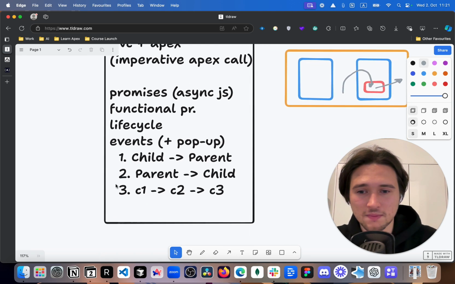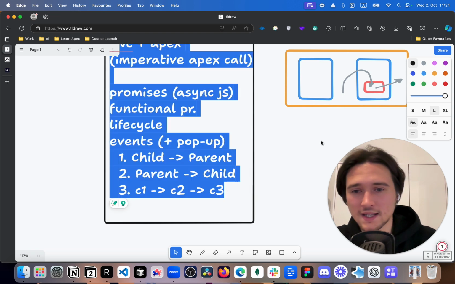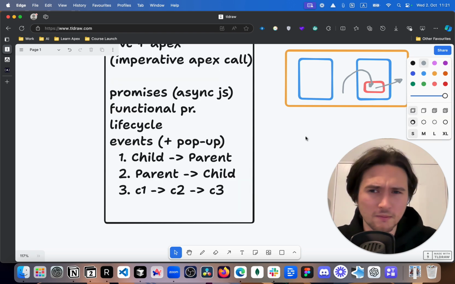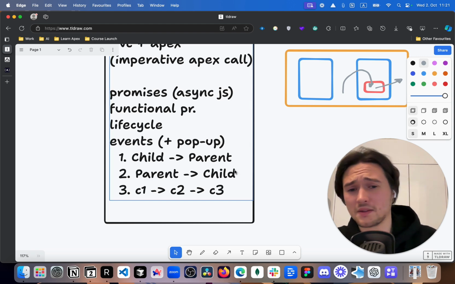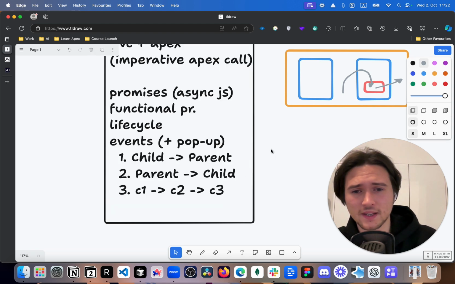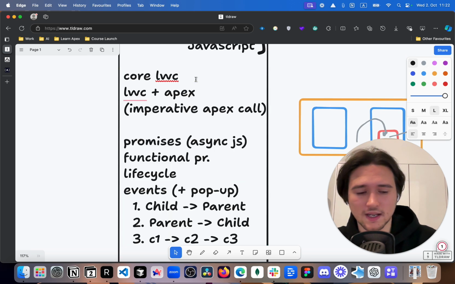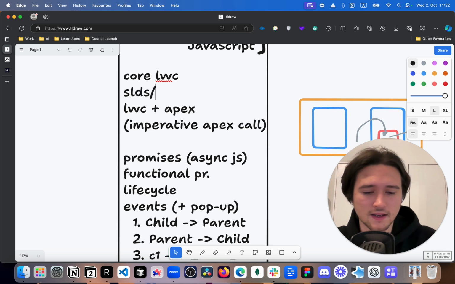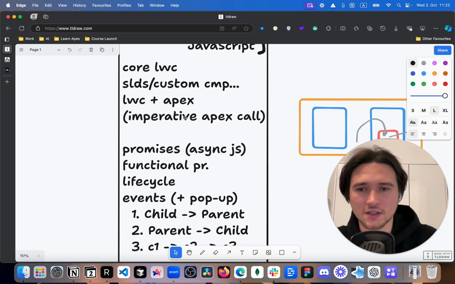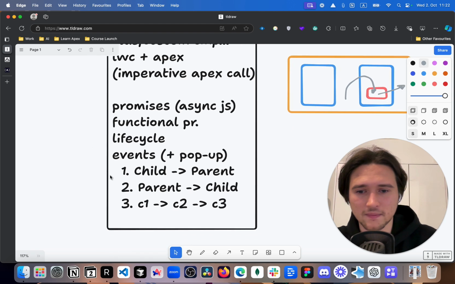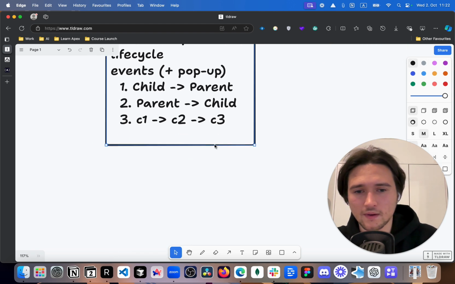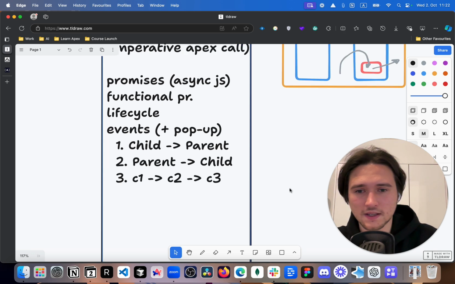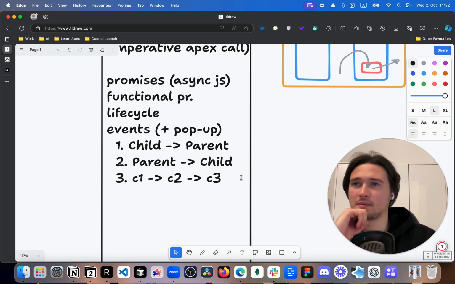Okay, so we have these parts, we have events. Now you know events, life cycles, functional programming, promises, you know how to call Apex, you know how to combine all these things. Awesome. Obviously, I did not mention stuff like SLDS and custom components. This is all obvious, you can find it everywhere. This is just core LWC, just basics. Okay, so I would say that's pretty much it.